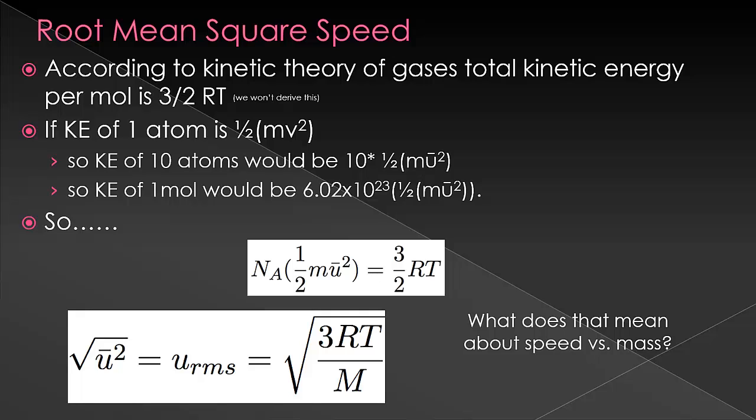So we'll look at where m is. If we increase m, what happens to this whole term? Well, if we increase the denominator, this whole term gets smaller, meaning URMS gets smaller. So as something gains mass, it loses speed. In other words, it's inversely proportional.